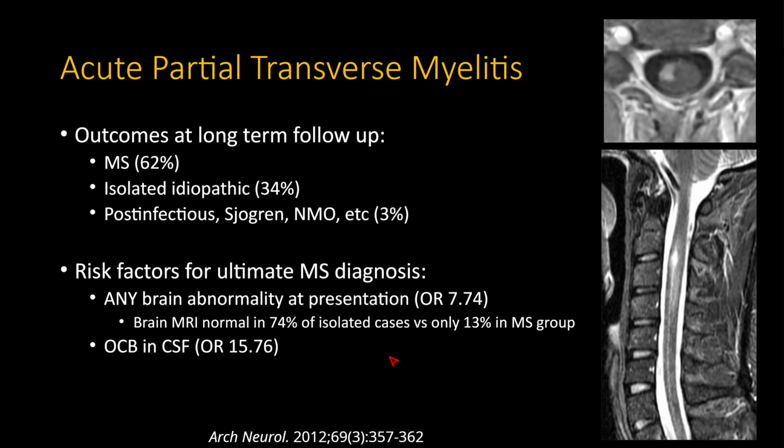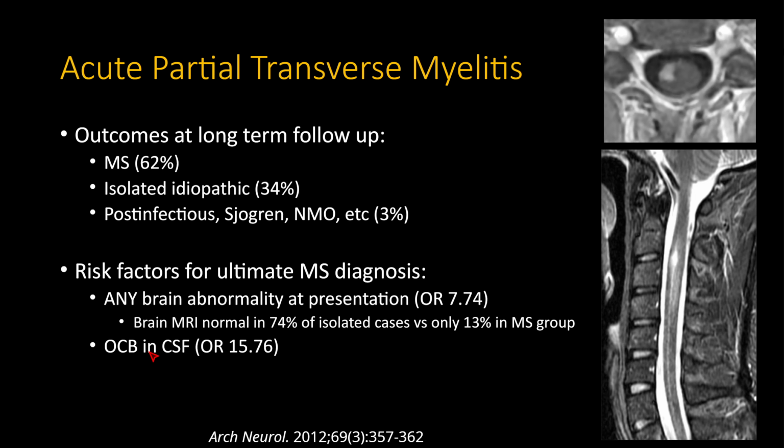Now, in this particular series, when they looked at risk factors to result in an ultimate diagnosis of multiple sclerosis versus all the other causes, they found that any brain abnormality as presentation, and this doesn't mean things that meet McDonald's criteria, but any brain abnormality, increased your odds ratio by about 8. And the brain MRI was normal in 74% of cases of idiopathic partial transverse myelitis, but it was only normal in 13% of cases that end up having the diagnosis of MS. Unfortunately, that means that in 13% of the cases you won't be able to diagnose them with MS at the get-go, but that's just the way it is.